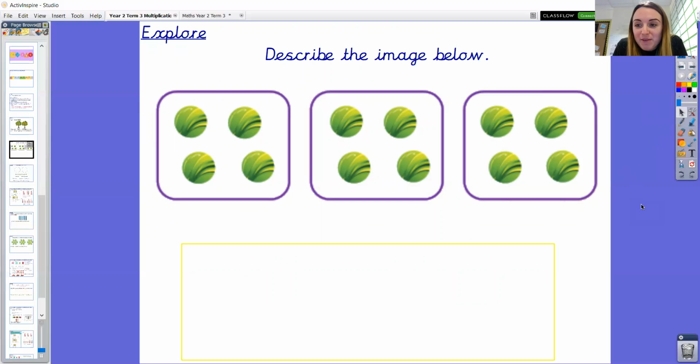Okay, moving on to our explore phase of the lesson, particularly thinking about step 1 to begin with. There is a picture on your screen. Please can you pause the video and discuss at home what you can see in the picture. Think about the sentences we were using yesterday and the sentences we've just used in the review phase to describe the image on your screen.